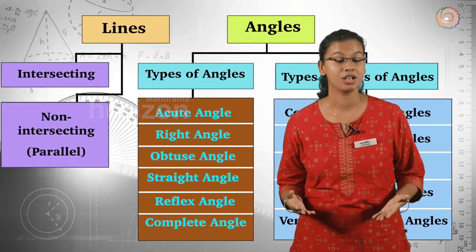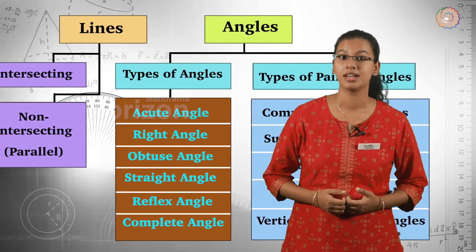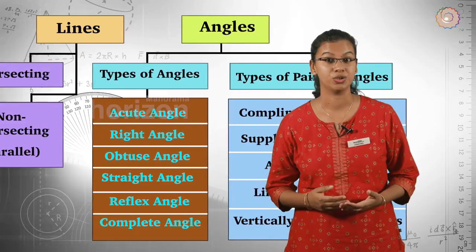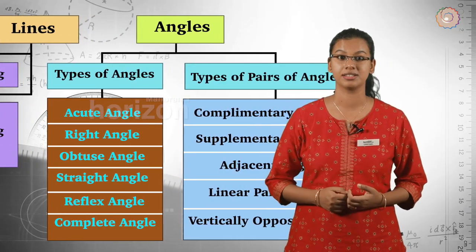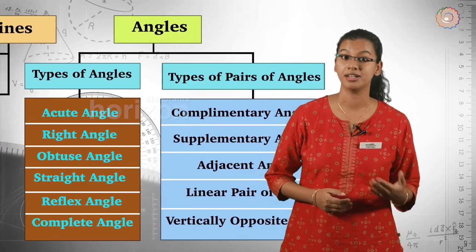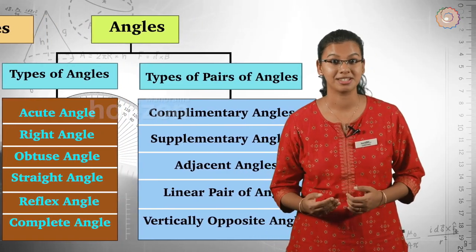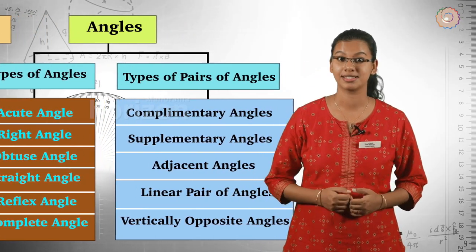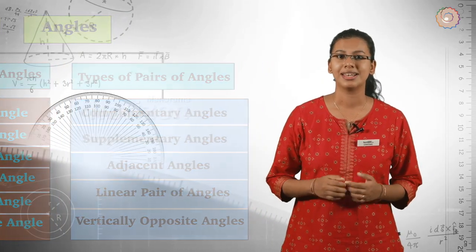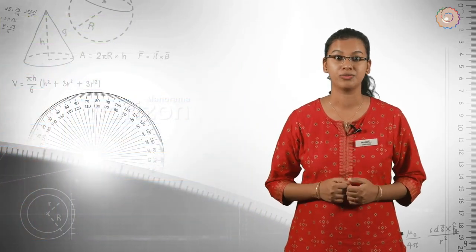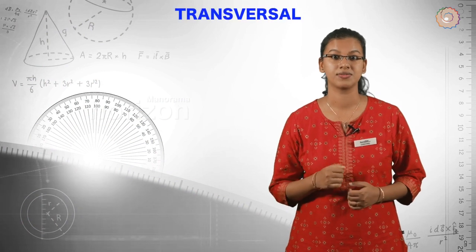Lines can be intersecting or non-intersecting, that is, parallel. Types of angles are acute, right, obtuse, straight, reflex and complete angles, and based on the types of pairs of angles, they are complementary, supplementary, adjacent, linear pair and vertically opposite angles. Now let's see what type of angles can be formed when there is a transversal.